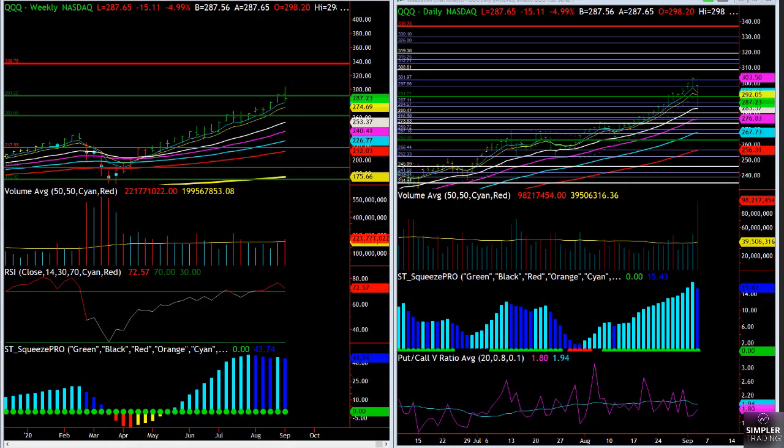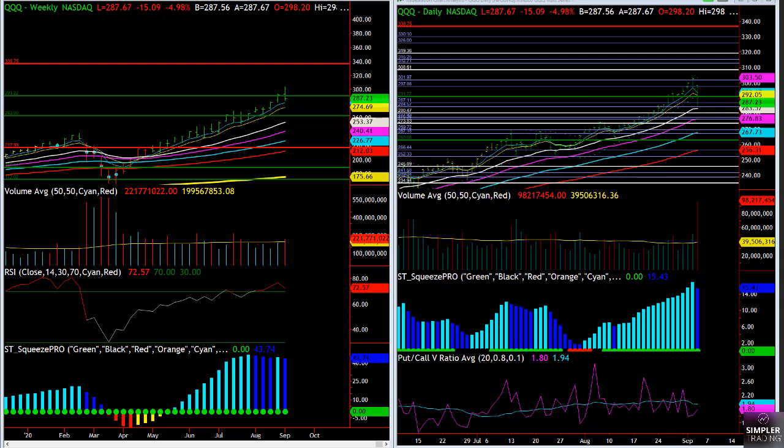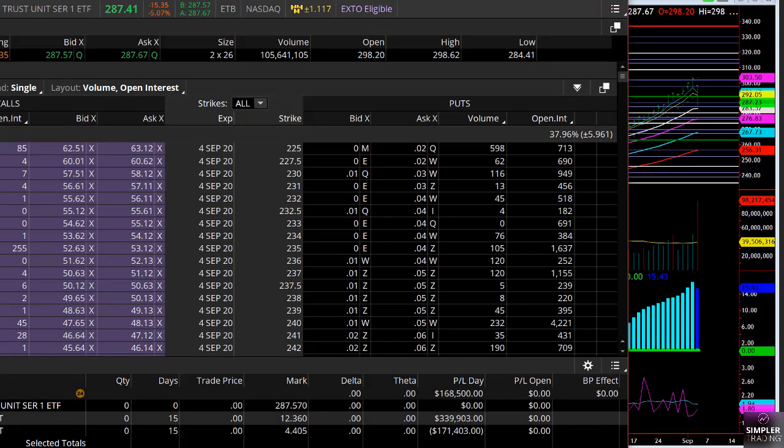What I'm going to talk about real quick is a trade we did in the room today where we actually bought puts on the Qs when they were down 6 points, which is a huge move in the Qs. And so the question is, why or how do you know when to short the break versus buy the dip? There's two things to look at. First, let's go ahead and look at the actual trade itself.